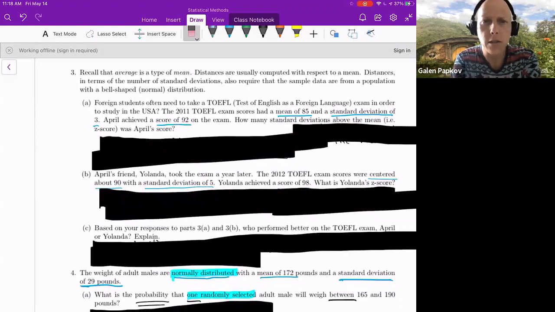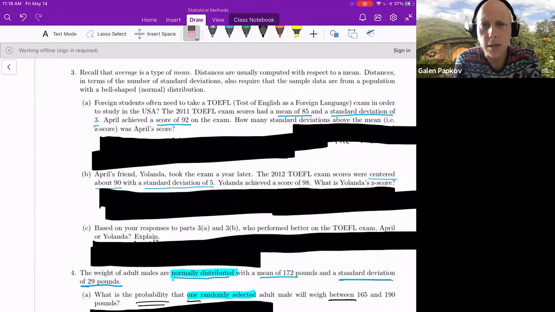The 2011 TOEFL exam scores had a mean of 85 and a standard deviation of 3. April achieved a score of 92 on the exam. How many standard deviations above the mean was April's score? So this is another way of asking what is her z-score.